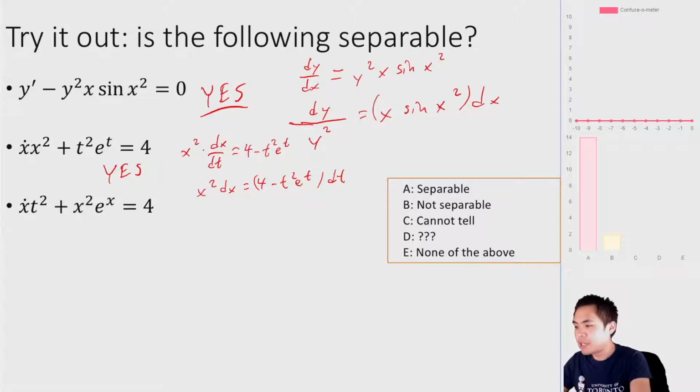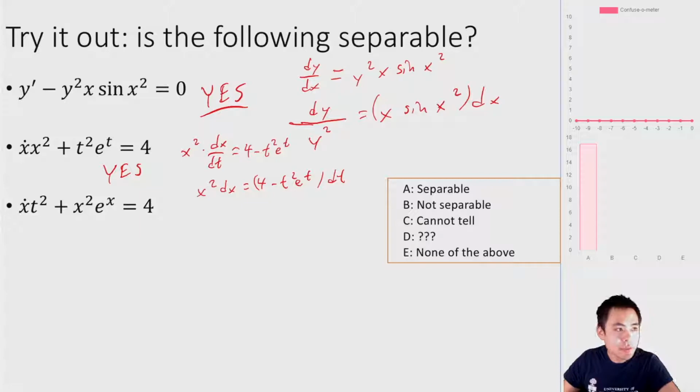Okay, so let's try another one. x dot t squared plus x squared e to the x is equal to 4. Is this separable or not? Now let's reset the chat. Okay. It looks like basically everyone's saying yes, it is separable. Well, let's see how it goes. I'll go ahead and say that the answer is yes, it is separable.